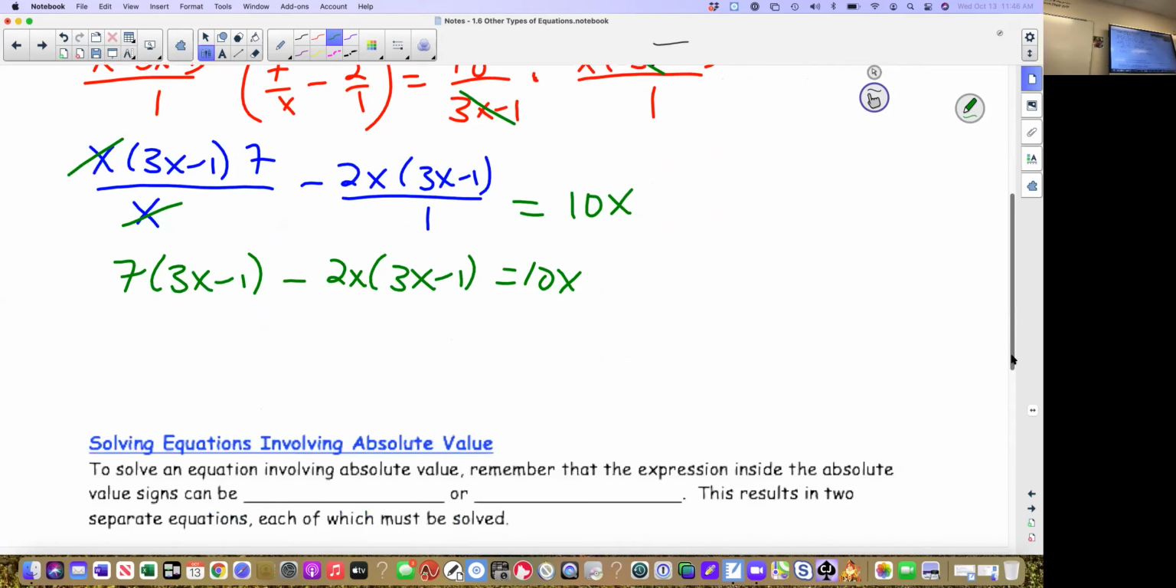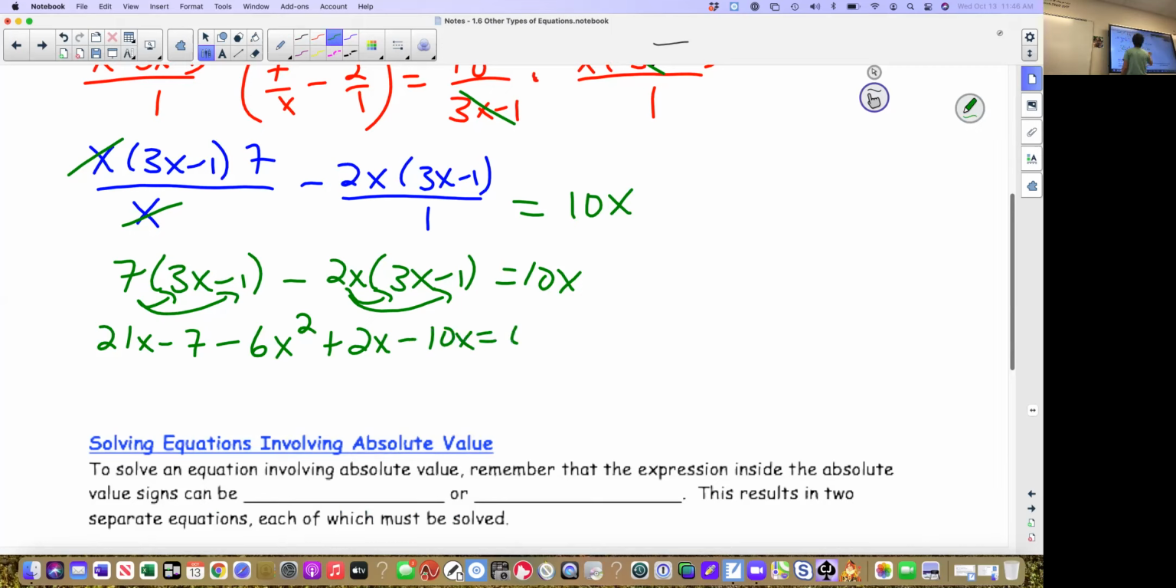Okay, Logan, what should we do? I think you should distribute. Yep. So you get 21x minus 7, minus 6x squared plus 2x. Should we keep the 10x on the other side, or should we move it? We should move it: minus 10x equals 0. Right, keep going, combine like terms.